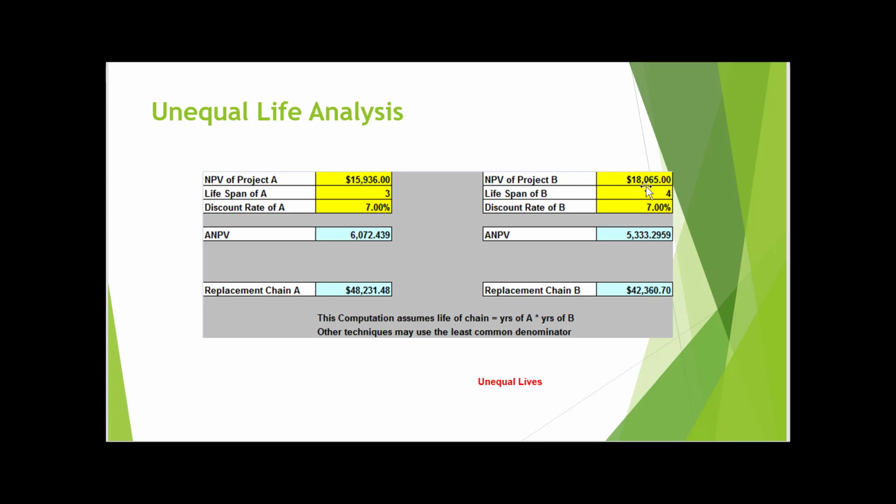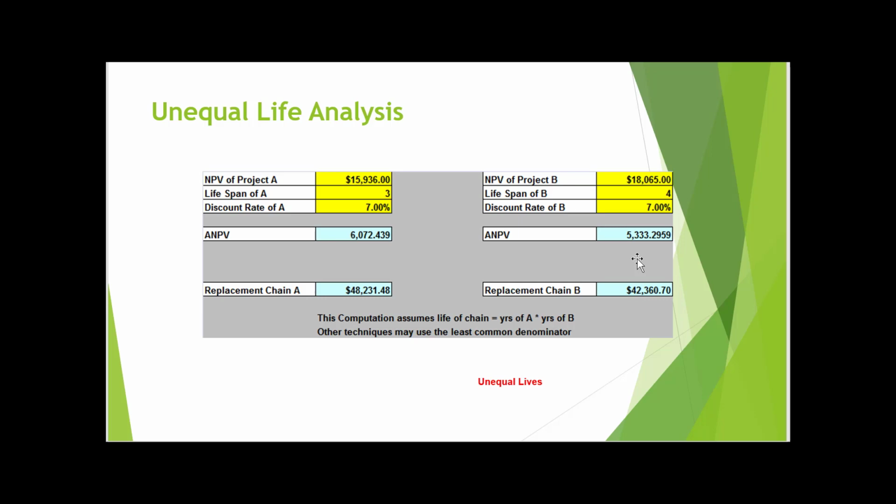So even though B has a higher net present value, when you spread that net present value over the 4 years of life and 3 years of life for asset A, it turns out that there's more value per year, in quotes, more value per year for A than B.